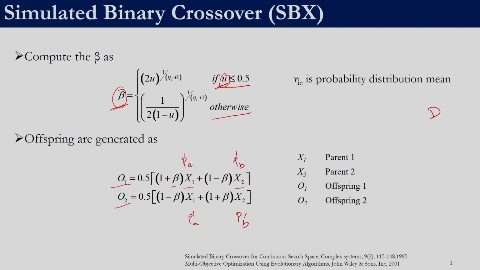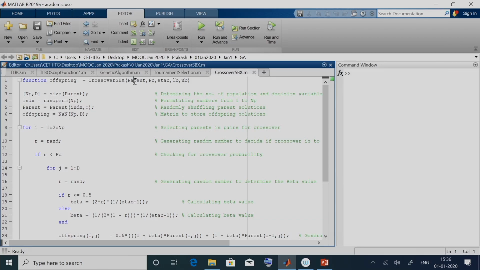And if the random number which we selected happens to be greater than the crossover probability, then we will merely copy the parents as the offsprings. Then there is no crossover operation, but the parents are copied as the offsprings, right. For this SBX crossover operator, we will have to provide the parent, the crossover probability, the distribution index eta c, and the lower and upper bound.